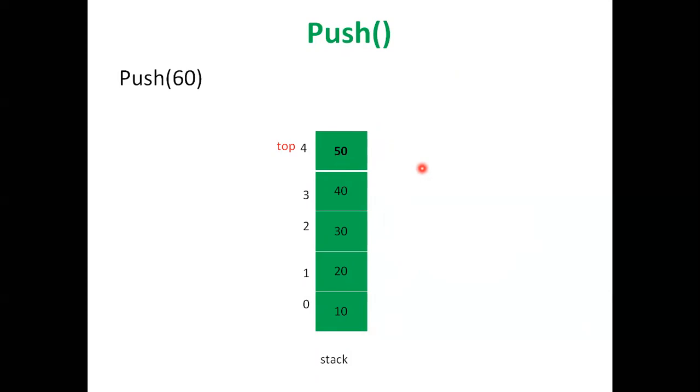If you want to push 60 now, there is no space here, because the maximum size of the array is 5. We cannot insert a sixth element. To insert a sixth element, we would need more space, but your stack is full, so insertion is not possible.